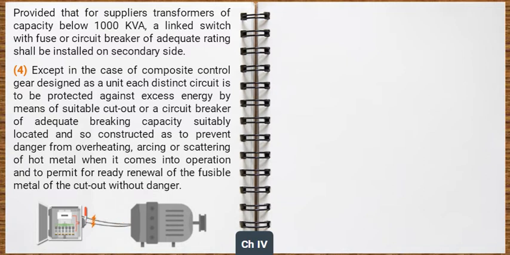Each distinct circuit is to be protected against excess energy by means of suitable cutout or a circuit breaker of adequate breaking capacity, suitably located and so constructed as to prevent danger from overheating, arcing or scattering of hot metal when it comes into operation, and to permit ready renewal of the fusible metal of the cutout without danger.